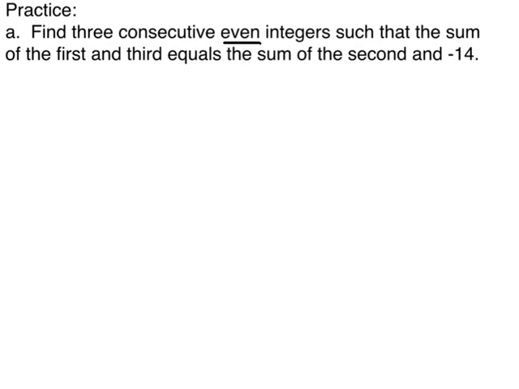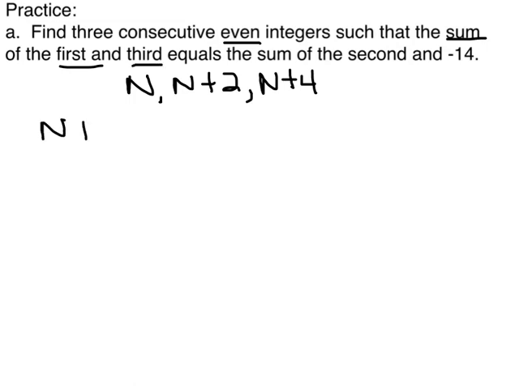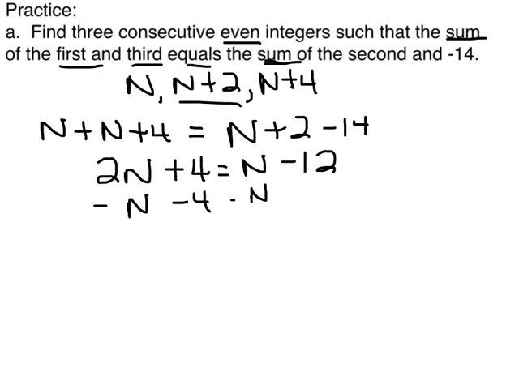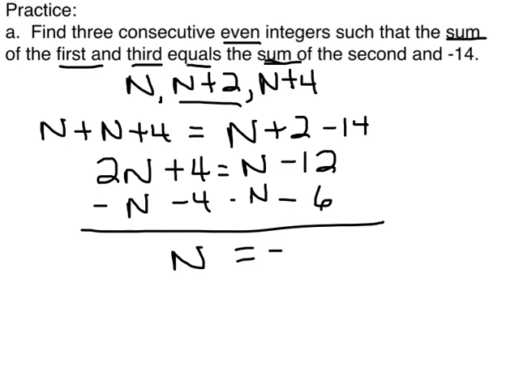Okay, our practice problems. Find 3 consecutive even integers. So I'm going to have n, n plus 2, n plus 4. Such that the sum of the first and third, n plus 4, equals the sum of the second and negative 14. Add your like terms. 2n plus 4 equals n minus 12. And then move everything around like it to get it where you need it to be. And you have n equals negative 18. So if negative 18 is n, negative 18, negative 16, and negative 14 would be our answer.